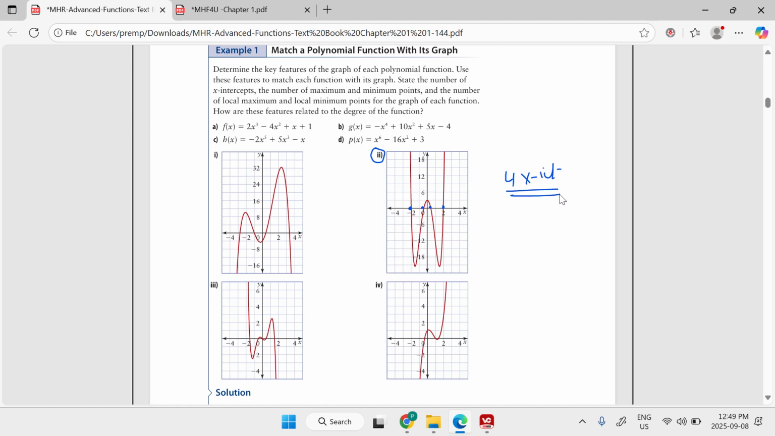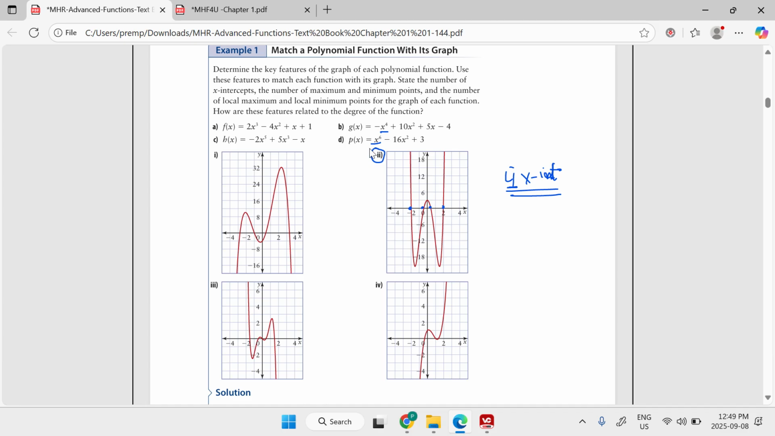Remember, students, the degree of the polynomial will be at least the number of x-intercepts we have. In this case, I see the x-intercepts are 4. That means my degree needs to be at least 4. So let us look at where I see degree as 4. I can see here degree is 4, but that does not match. I see degree 6 here. Again, it does not seem to match, but we can check it.